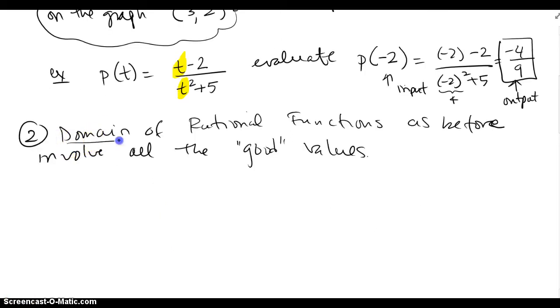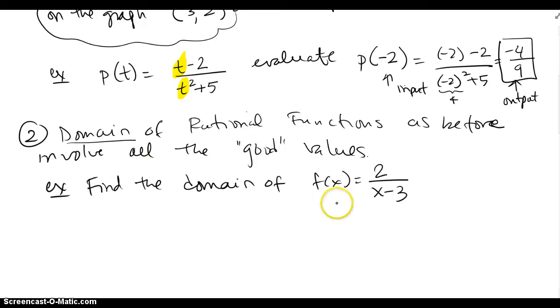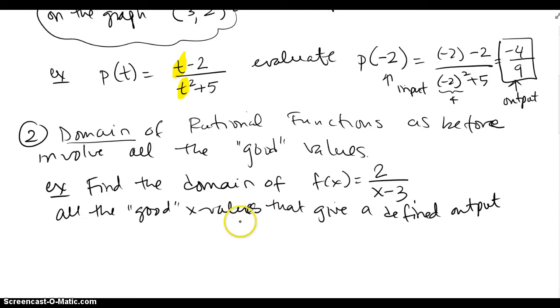The domain of rational functions, that's the second task, as before, involves all the quote-unquote good x values. In other words, all the x values that give me a reasonable output y value is going to be the domain of that rational function. For example, let's say I have a function f of x equals 2 over x minus 3, and I want to find the domain of it. So in other words, all the good x values, all the good x values that give an actual defined output.